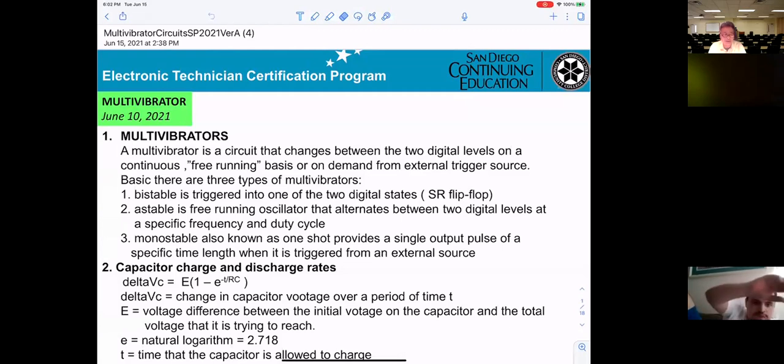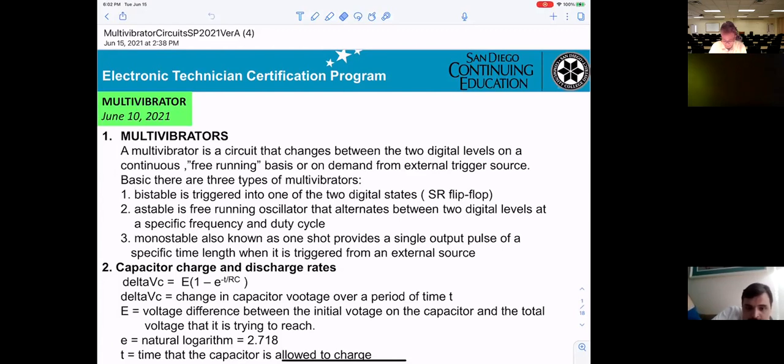The second one is called astable, a free-running oscillator. That means it generates a clock coming out. Number three is monostable, also known as the one shot, which provides a single output pulse. You can specify the time length when it's triggered from an external source. And for the capacitor charge and discharge, delta VC equals E times (1 minus e to the power of minus t over RC).